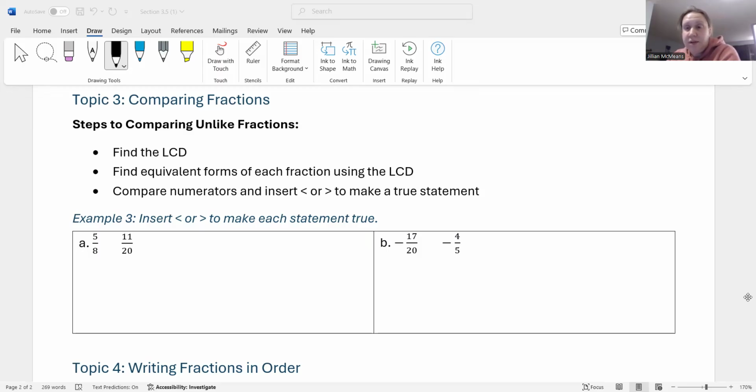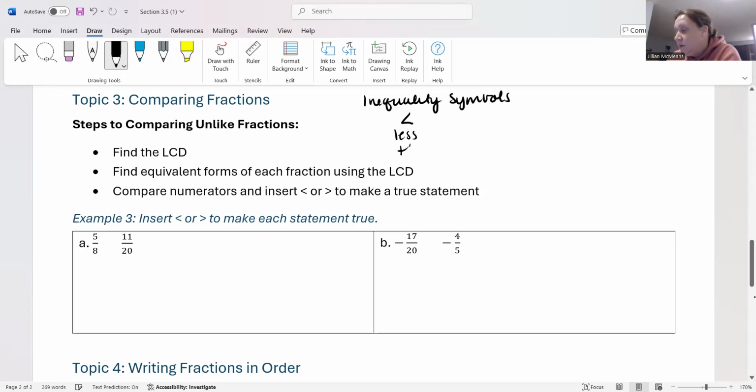For topic three, we're going to compare fractions, and I just want to do a quick reminder. When you're comparing numbers, you use inequality symbols. So you saw these in the previous chapter. So we have less than, and we have a greater than. And remember, if it kind of looks like a squished capital L, that's the one that stands for L for less than. And you always want the point to go towards the smaller number and the wider part of the inequality symbol to go towards the larger number.